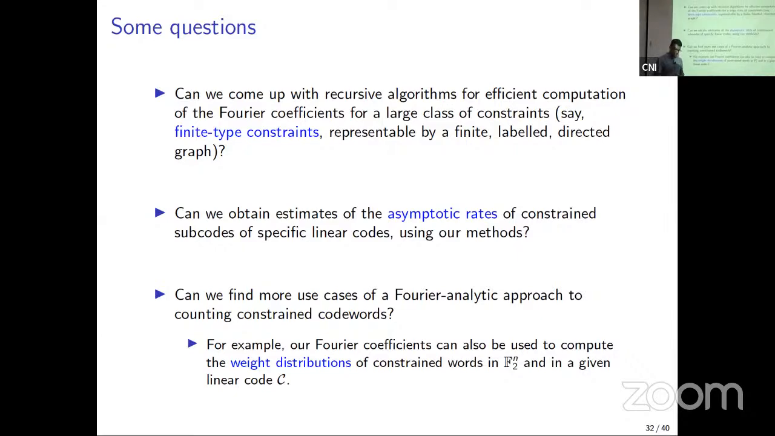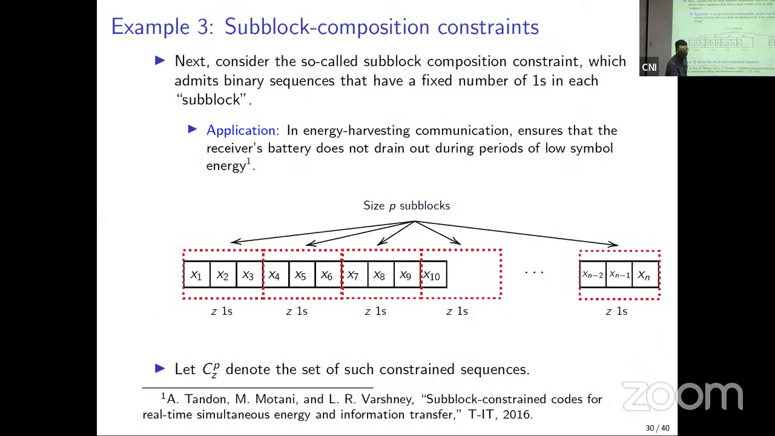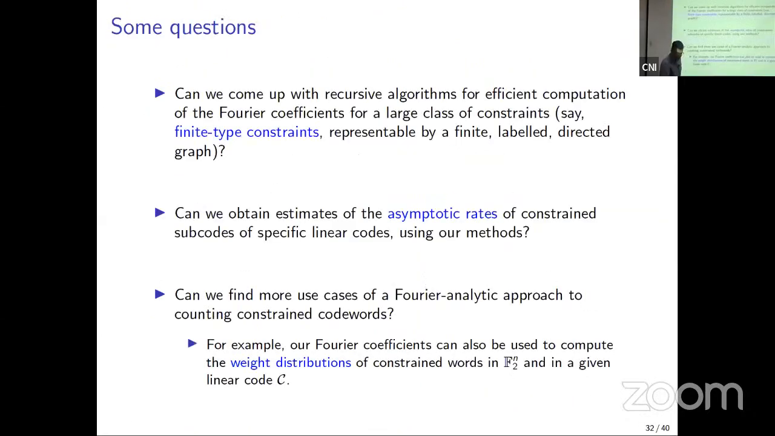So for example, for this, just for counting the number of code words, this is not just a count. If you can completely characterize the Fourier coefficients, you can look at what the dual code must look like in order for your primal code to have a certain number of constraint codes. So in that sense, you are designing your linear codes.